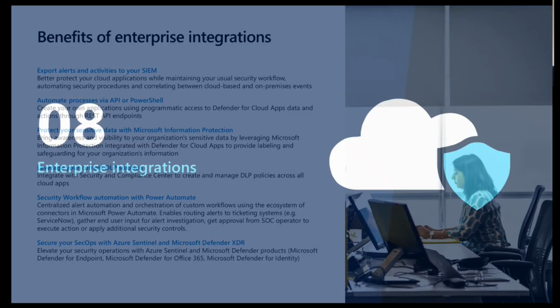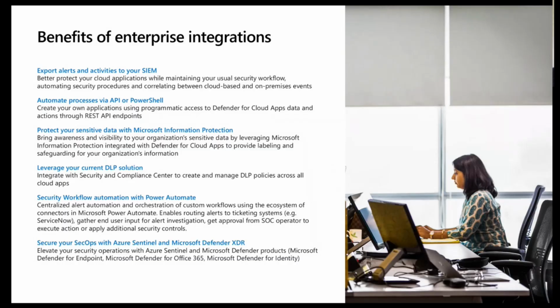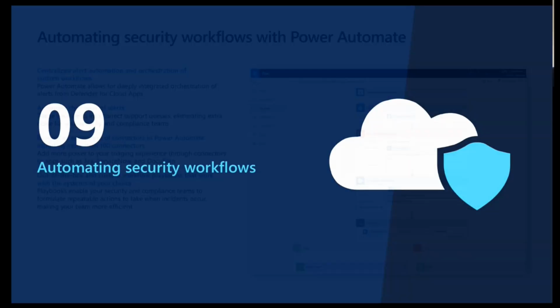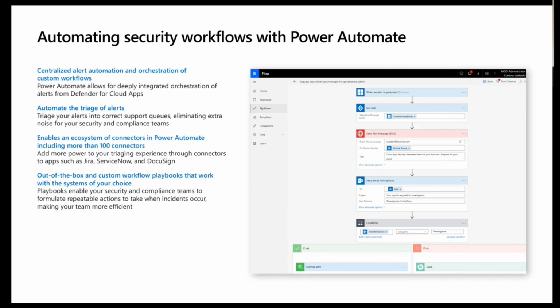A few things with regards to enterprise integration. We're able to integrate Defender for Cloud Apps with your SIEM. We have some APIs that you could leverage from PowerShell or other programming languages. I've seen customers leveraging these using Python, for example. We integrate with other products, as you have seen, such as Microsoft Information Protection. We integrate with Sentinel. We can also integrate Defender for Cloud Apps with Microsoft 365 Defender, as we mentioned, and with Power Automate, which we shall talk about here as a quick example.